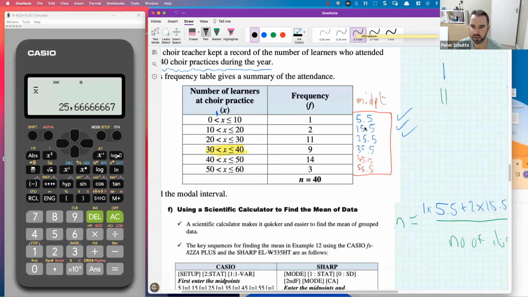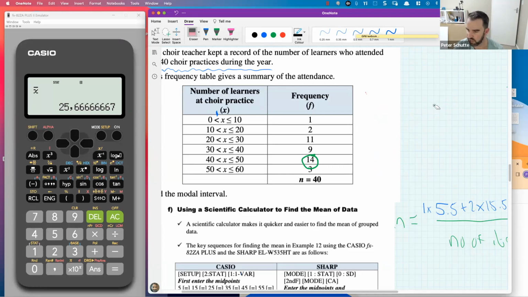The modal interval is the interval that has the most things, right? So the modal will be the one between 40 and 50 because there are 14 items that occur between 40 and 50. So that's the modal interval. Okay. Perfect. Lovely question. Any other final questions before we put the quiz link out for today?